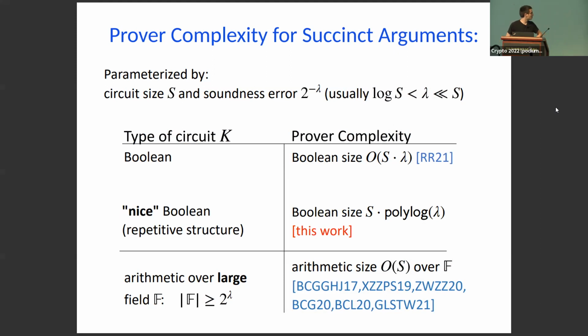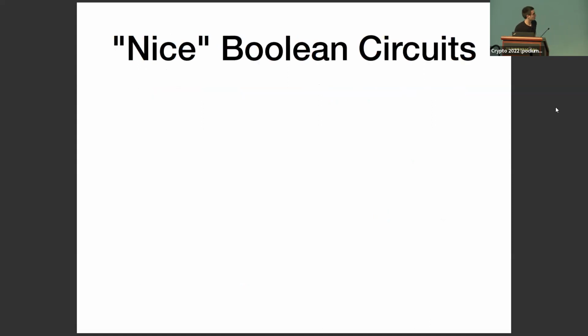In our work, we improve on this. We reduce the dependency on the security parameter from linear to polylogarithmic. So I guess you can call it an exponential improvement if you like. There's one caveat: this only holds for nice Boolean circuits, which I'll elaborate on, but you can think of it as just having some kind of repetitive structure. I'll elaborate on it now.